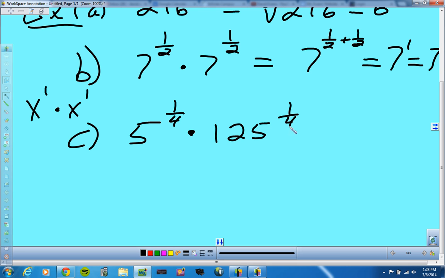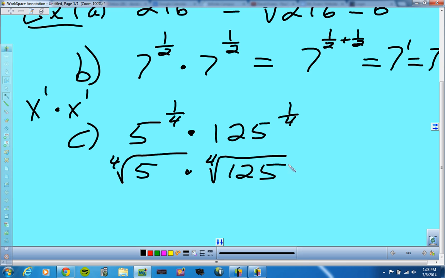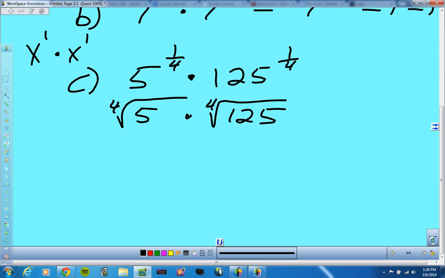So the way I think about it, I know the bases are different here, so I can't just multiply those, right? I can't add the exponents, right? So what's another way I could write it? 4th root of 5 times the 4th root of 125. Now can I multiply the numbers? So that's how you got to approach these things. You might try something, it doesn't work, you erase it, try something else. But now I can multiply these two, so I get the 4th root of 625.